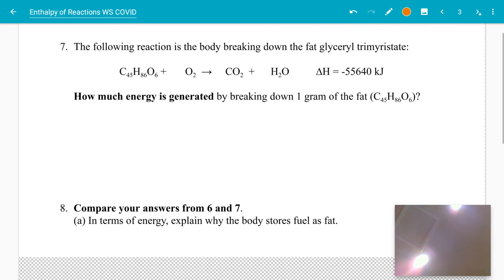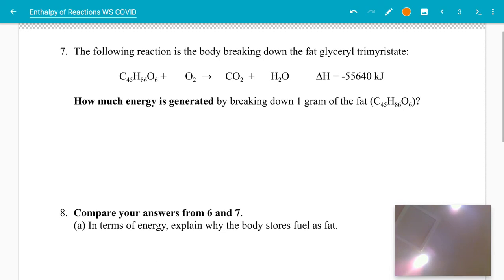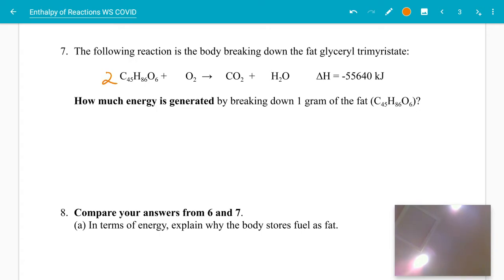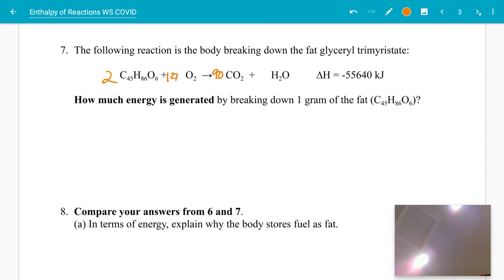Okay, so it says the following reaction is the body breaking down the fat, glycerol, and no, I have no idea how to say that, trimyristate. We need to start out by balancing the equation. This one is a crazy one to balance. It's actually not that hard, but it's funky numbers. 127 oxygen. Carbon dioxide is 90, and water is 86. So what's important as we do this problem is the 2 in front of the fat, because that means that this number is for 2 moles of the fat, not 1 mole of the fat. So that's relevant when we finish up.